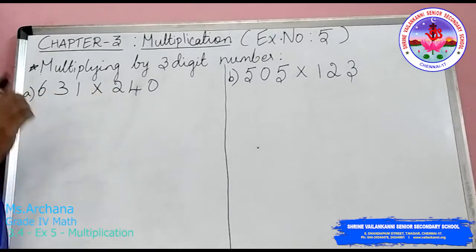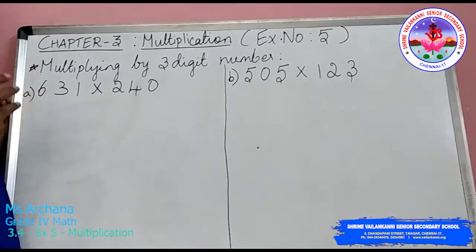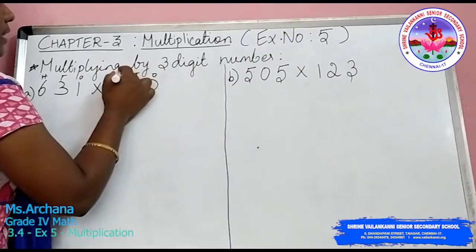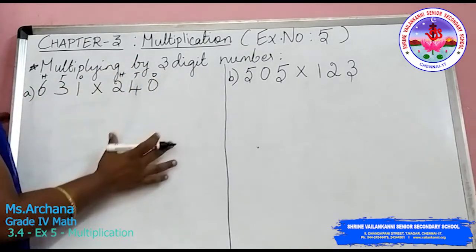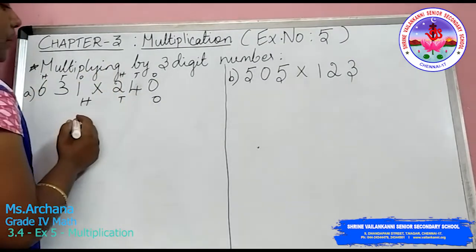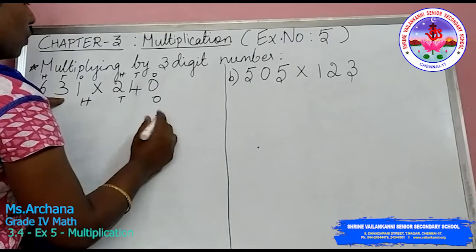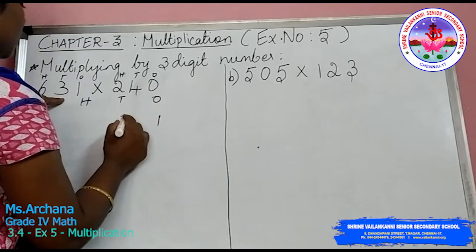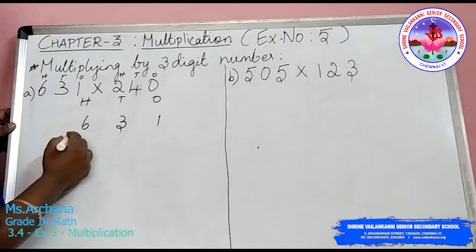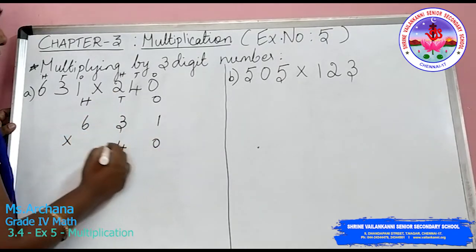As you know, you are always supposed to write the place values in an order. Okay. So ones, tens, hundreds, ones, tens, hundreds. You put it in the order of ones, tens, hundreds, till the highest place value. So the first one, 631, has to be multiplied with 240.